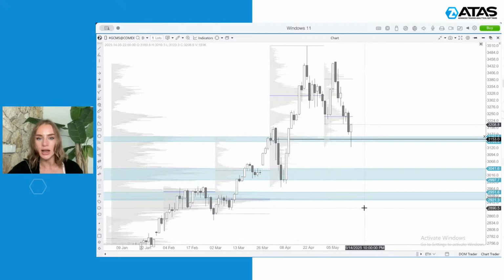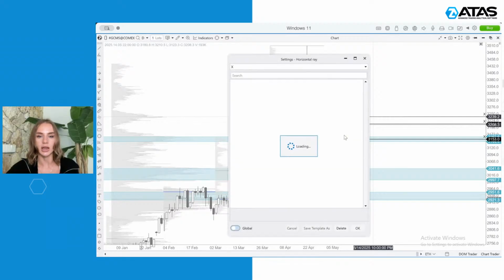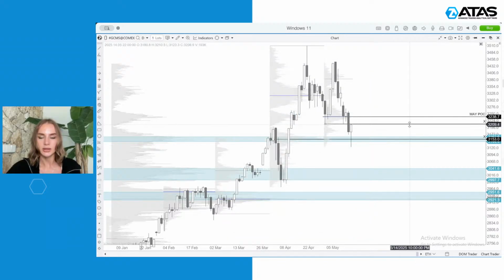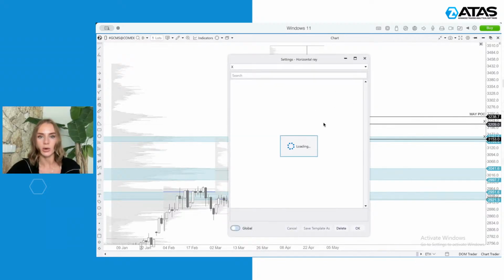The other thing that I can see is that right here is my value area low of the month of May, and right here is the point of control of the month of May, right? So let's type it. This is the May point of control, and this is May value area low.